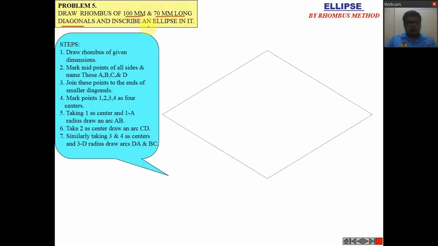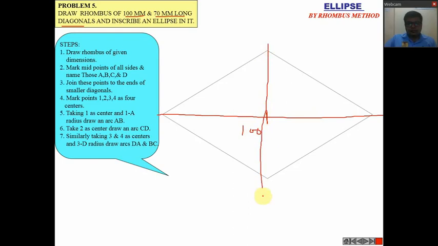So first of all we have to draw this rhombus. How can this rhombus be generated? For that, first you have to draw one horizontal line that will be of 100 mm. Then find the midpoint here. From that midpoint draw a vertical line, something like this, that will be of 70 mm, so 35 mm on each side.